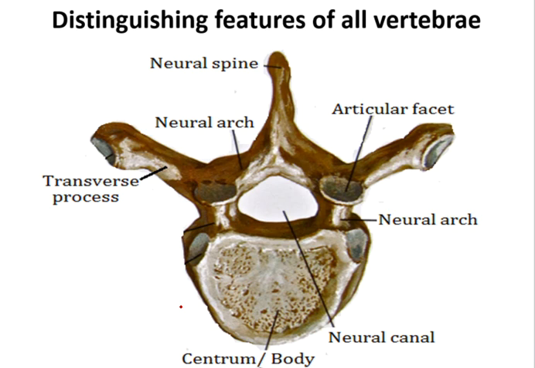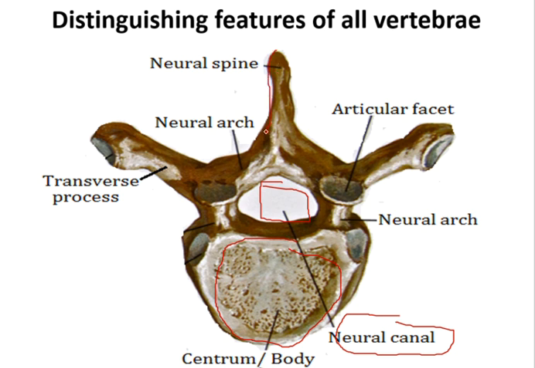Then on to the next bit. Let's distinguish features of all vertebrae, and they have some features. The first feature is a neural canal here, the neural canal, and this neural canal, it is just an opening which allows passage of spinal cord, and it is located basically at the center of each vertebrae. Then we have the centrum here, as you can see, and the centrum supports the body weight, and apart from that, it protects the spinal cord.